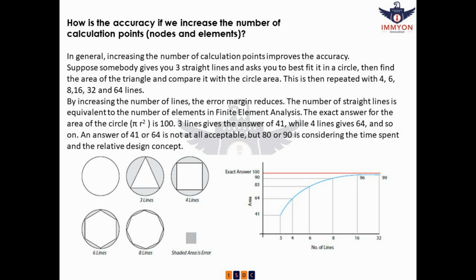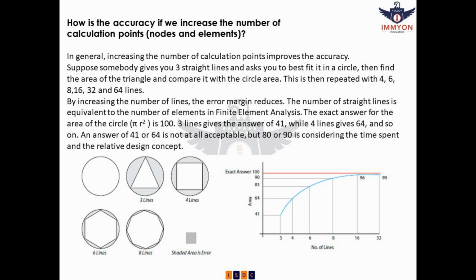Question: how is the accuracy if we increase the number of calculation points, nodes and elements? In general, increasing the number of calculation points improves the accuracy. Suppose somebody gives you 3 straight lines, and asks you to best fit them in a circle, then find the area of the triangle, and compare it with the circle area. This is then repeated with 4, 6, 8, 16, 32 and 64 lines. By increasing the number of lines, the error margin reduces. The number of straight lines is equivalent to the number of elements in finite element analysis.